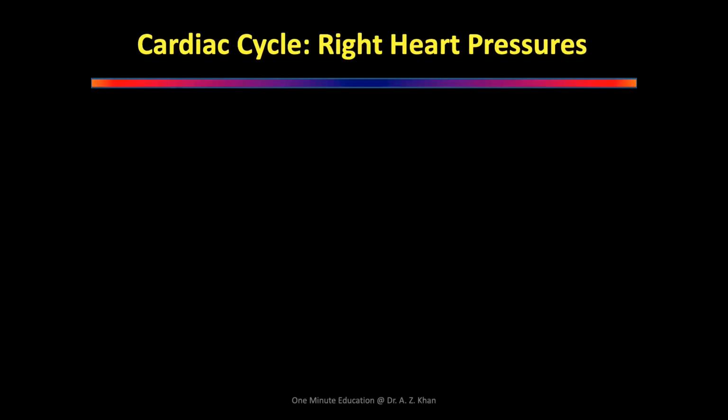Okay, so tell me what happens to the right heart pressure. Now, I want you to draw the same diagram. Go back here and have a look at this. Draw the same diagram, 0 to 0.8 on the x-axis. But tell me, what is the pressure in the right ventricle? What is the pressure in the right atrium? And what is the pressure in the pulmonary artery?